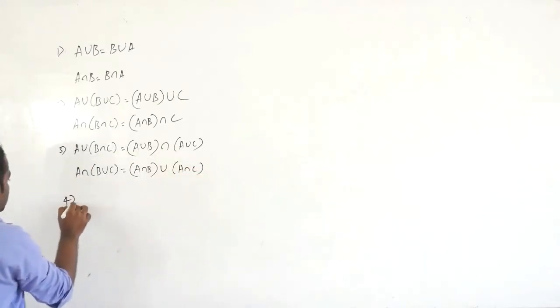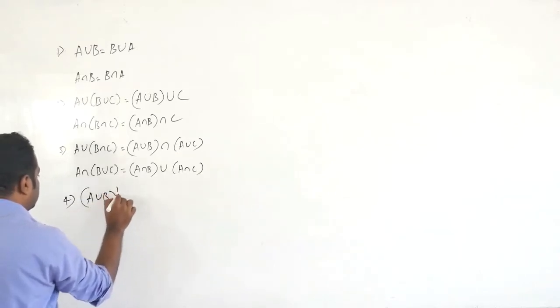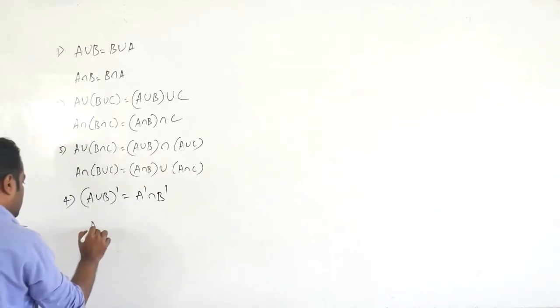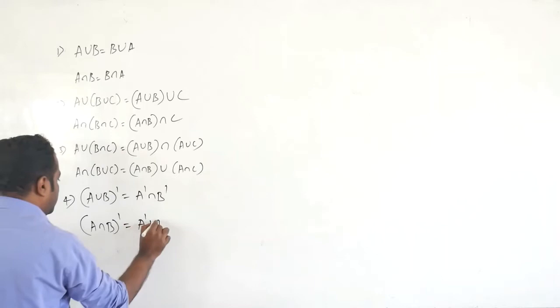And last one, De Morgan's law, nothing but A union B whole dash is equal to A dash intersection B dash. Second one, A intersection B whole dash is equal to A dash union B dash.